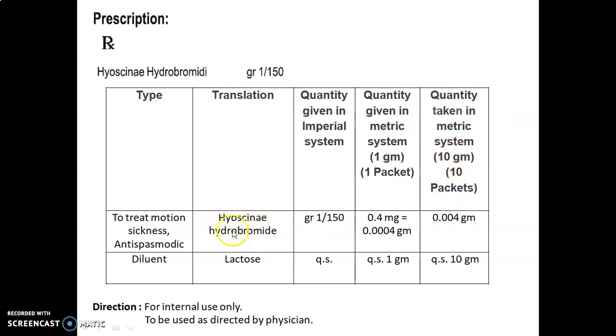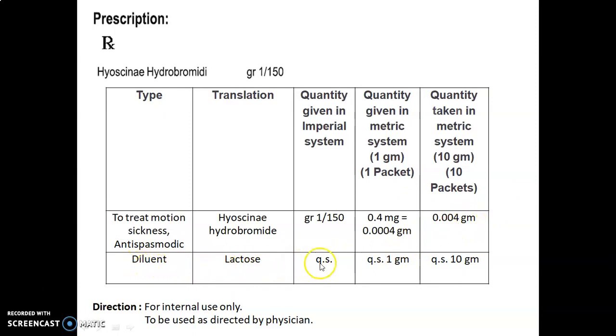First of all we have hyoscine hydrobromide, which is used to treat motion sickness and as an antispasmodic. Quantity given in the imperial system is 1 grain into 1 upon 150. As we know, 1 grain is 60 milligram, so 60 into 1 upon 150, that is 60 upon 150, is equal to 0.4 milligram. So that is equal to 0.0004 gram. The quantity taken in the metric system is 0.004 gram. This quantity should be calculated with the help of the factor.